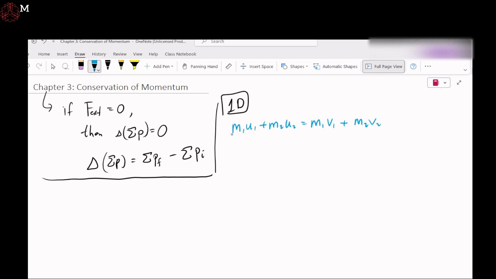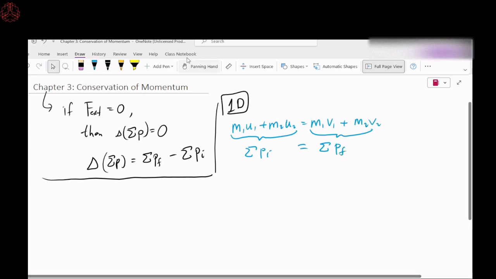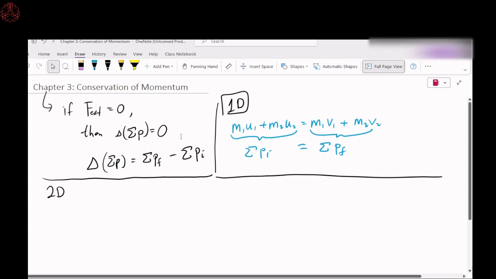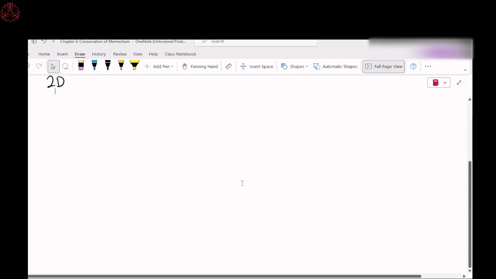So the summation of all the momenta before, the initial, must be equal to the summation of all the momenta in its final stage. So what makes it interesting compared to the SPM syllabus? Well, you will have to be able to do it not just in 1D, but also in 2D. What that means is that you will have to be able to resolve the velocities in its x and y components.